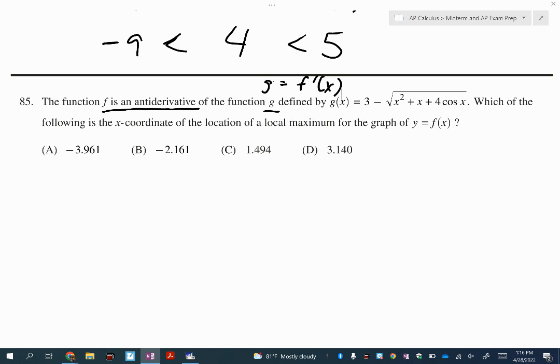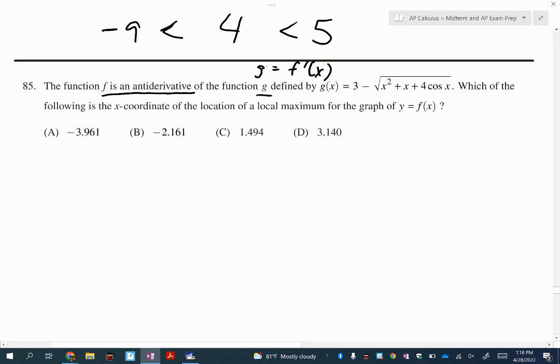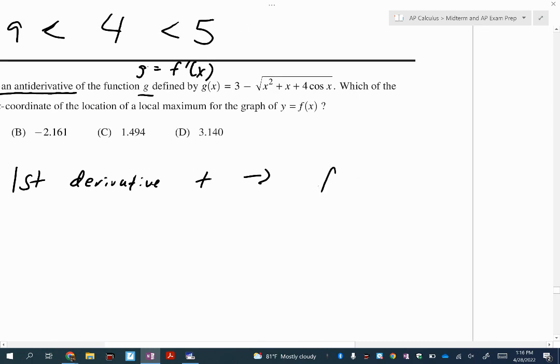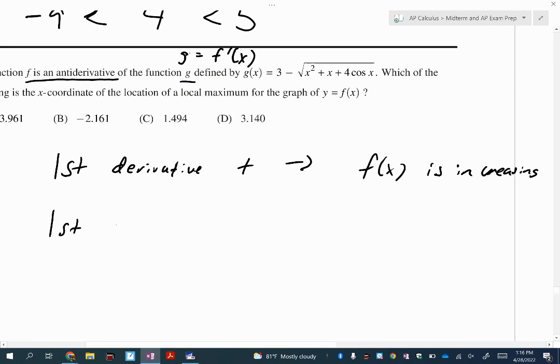Now, we talked about this in other questions: if you look at the first derivative, where it's positive, that means f of x, or the original, is increasing. If you look at the first derivative where that's negative, then f of x is decreasing. All right, so let me graph this.